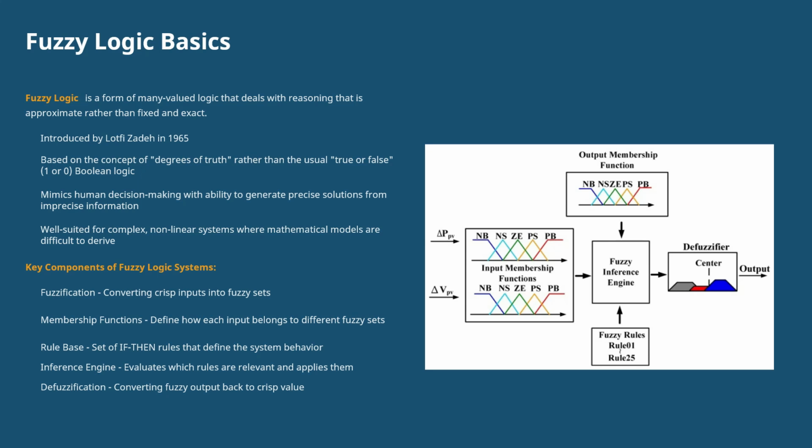This fuzzy system was introduced by Lotfi Zadeh in 1965. Fuzzy logic is ideal for complex non-linear systems like a PV array, where deriving accurate mathematical models is often difficult. A fuzzy logic system typically includes fuzzification, membership function, rule base, inference engine, and defuzzification system, which converts fuzzy output back into a precise value. Now, we first discuss fuzzy logic MPPT working.